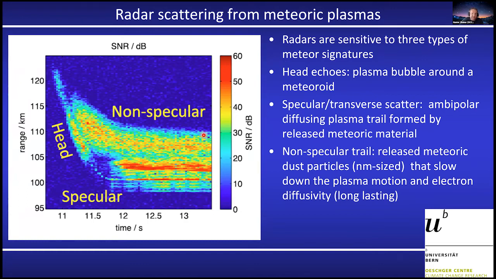And these non-specular trails are in fact very interesting from two aspects. First of all, they do not show up all the time. And secondly, they last by far too long to be explained by diffusion. One possible explanation why these trails last so long is that the meteors release nanometer-sized dust grains, and these dust grains slow down the electron diffusivity so much that you can keep these trails for seconds or even for minutes, and these trails are blown away by the wind. And I guess this was also one of the things that, if I recall correctly, was seen in the LOFAR measurements.